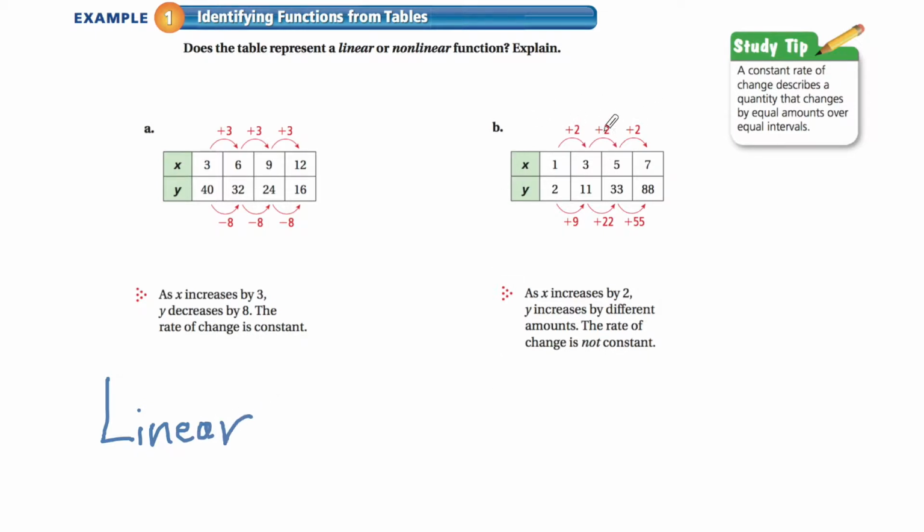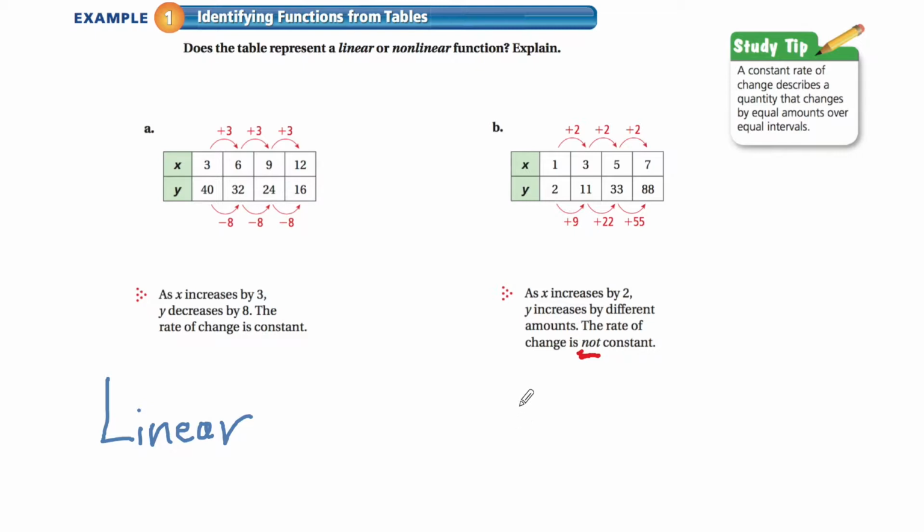And then if we look at Table B, from 1 to 3, that increases by 2. 3 to 5, that increases by 2. And 5 to 7, that increases by 2. So x constantly increases by 2. So we're off to a good start. But then if we go to y, we see 2 to 11 is 9. 11 to 33 is 22. 33 to 88 is 55. So as x increases by 2, y increases by different amounts. The rate of change is not constant. It's very important. Let's underline not. The rate of change is not constant.